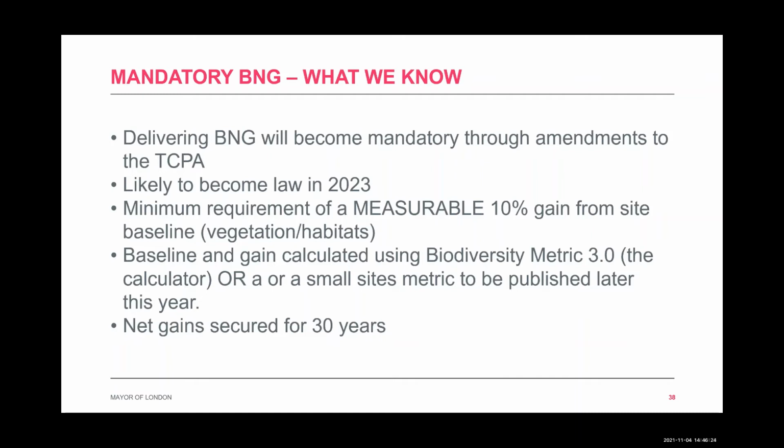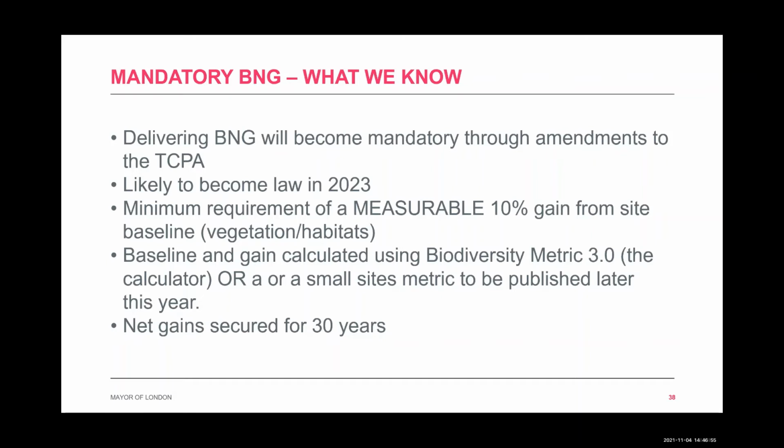Government have provided a metric that can be used to calculate this baseline and the 10% change, and this will need to be used through any mandatory biodiversity net gain requirement. So like the UGF, it is a metric system, though they are fundamentally quite different because the UGF is measuring the extent and quality of urban greening, whereas this approach is just focused on biodiversity.